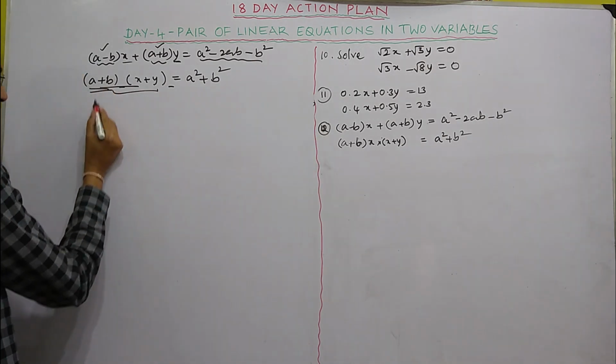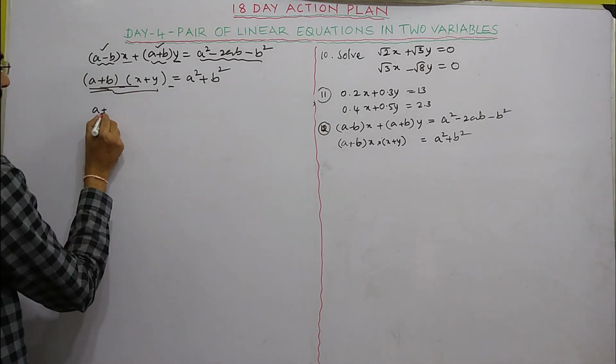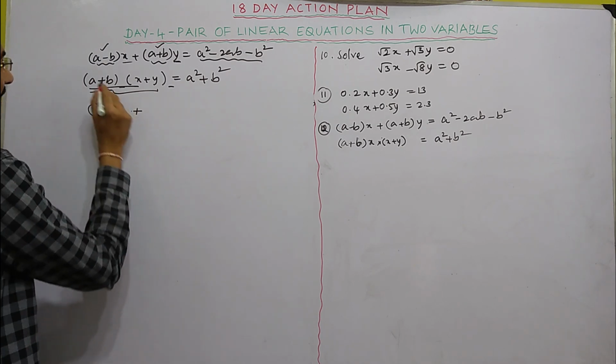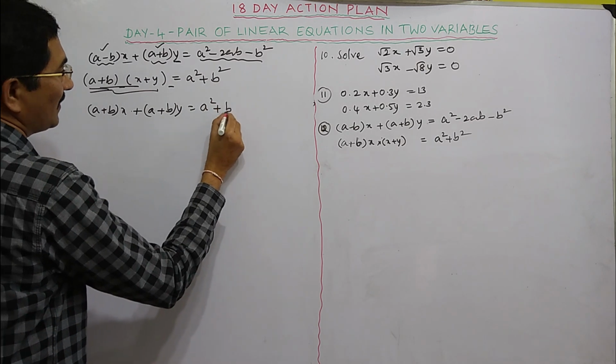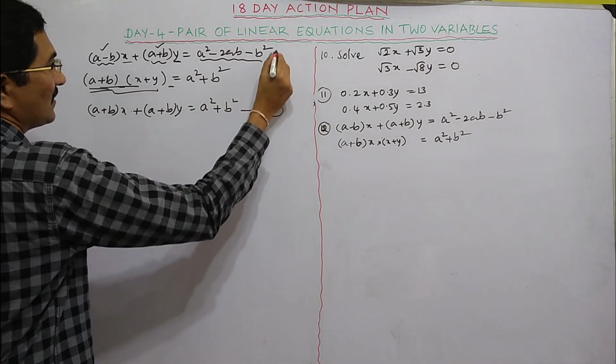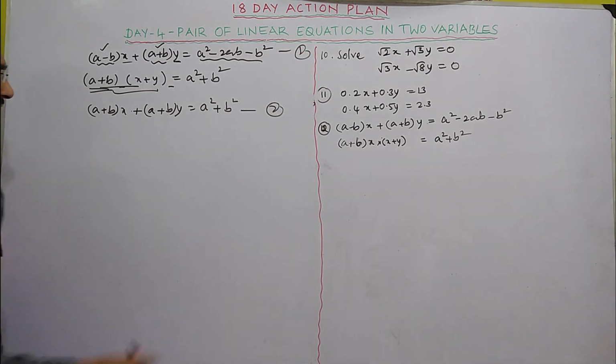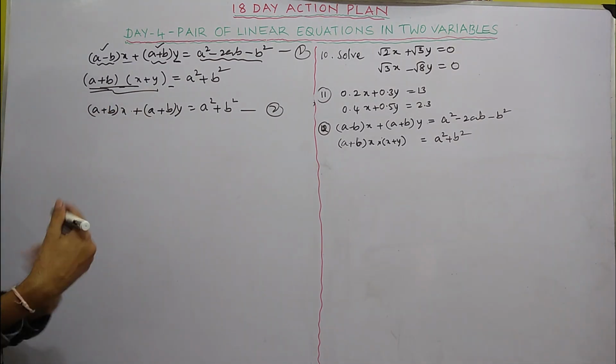So taking the second one, (a + b) x + (a + b) y = a² + b². This is actually the second equation. This is the first equation, this is the second equation. Now solving both, how do we solve that? Let us see. If you write one below the other, you will understand it.